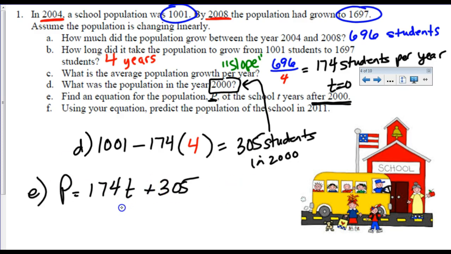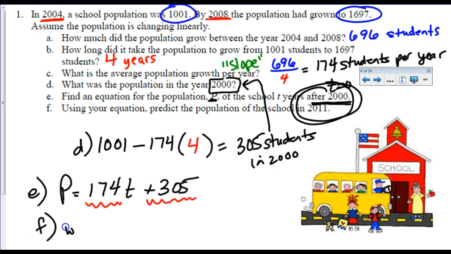These questions are all over the SAT test. So you have to recognize that this number here is the starting value, and this number here is your rate of change per year or per time value. Now it says use your equation to predict the population in 2011. So remember, if your population growth is starting in the year 2000, when you get to 2011, that's 11 years later. So when t equals 11 is what we're going to be calculating. So using our equation, 174 times 11 plus 305. Looks like I already calculated this, so it comes out to 2,219 students.